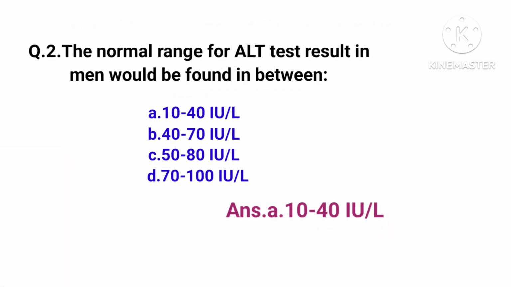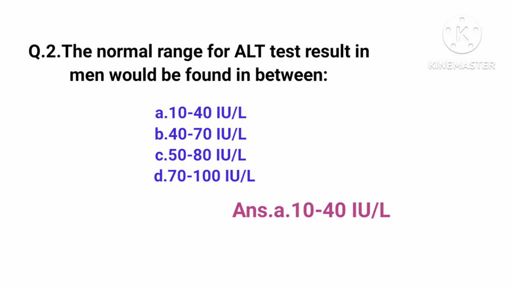The normal range for ALT test result in men would be found in between 10 to 40 international unit per liter, 40 to 70, 50 to 80 or 70 to 100 international unit per liter. And here the right answer is option A, 10 to 40 international unit per liter.